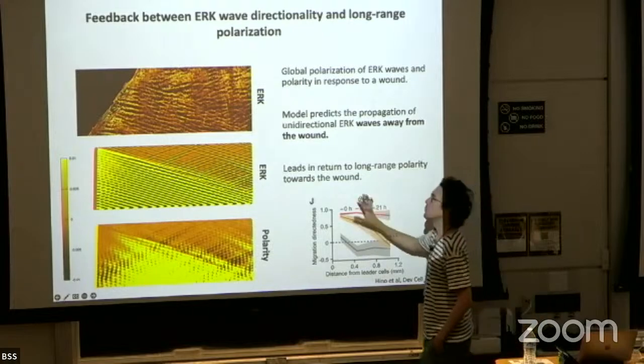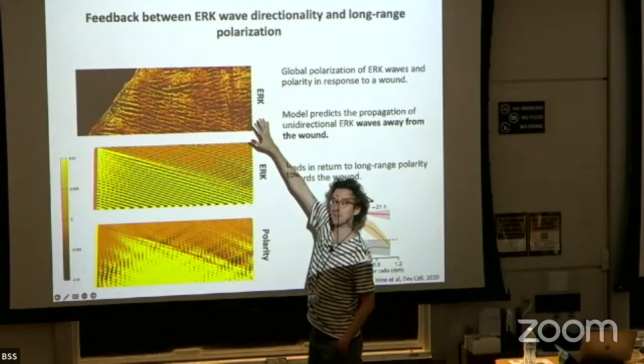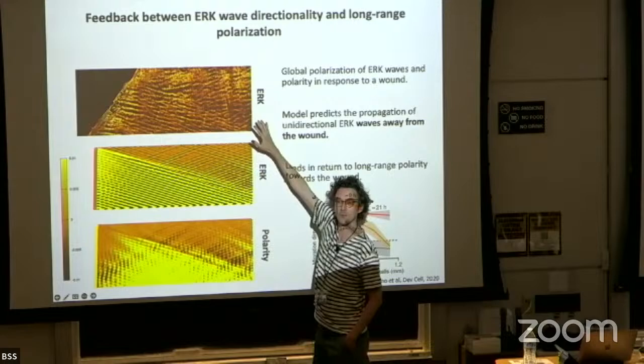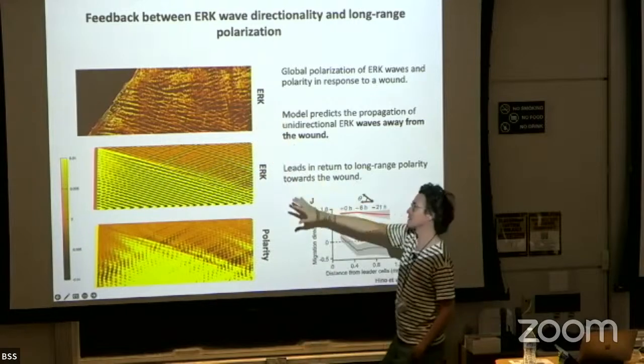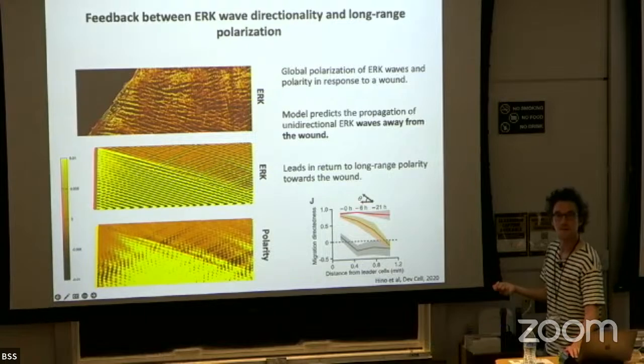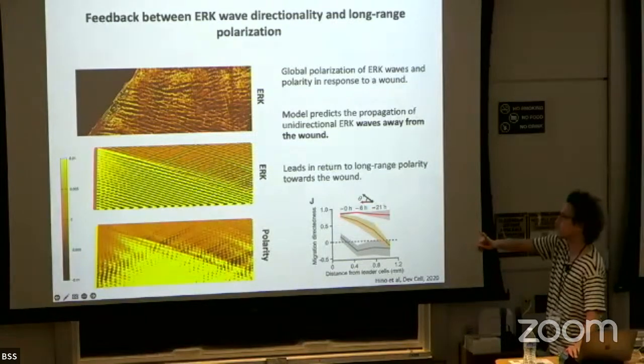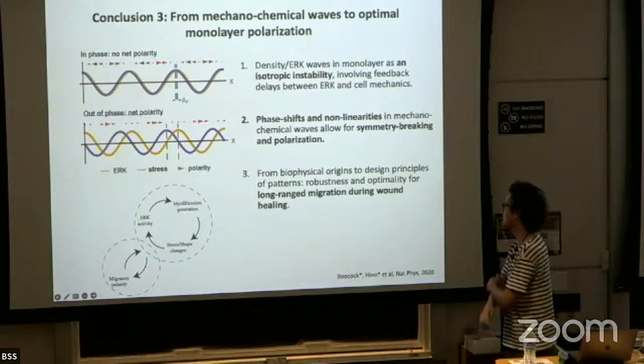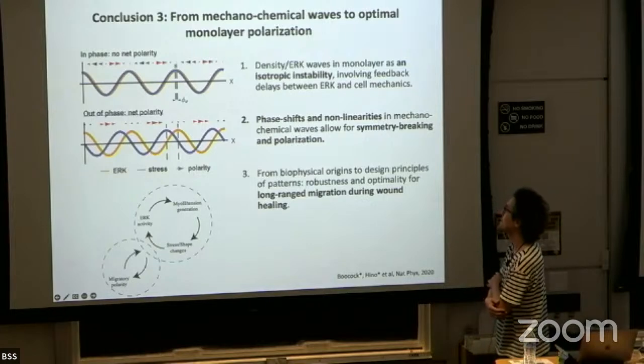So the buildup of polarity accompanies the symmetry breaking of the directionality of the wave, and this makes perfect sense in this model where we couple isotropic scalar active matter waves to polarity. So basically, that's the time I have.